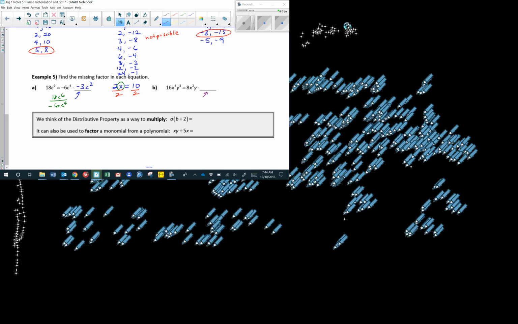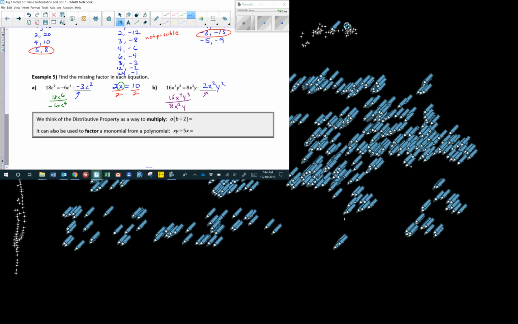In order to find out what goes into the next blank, we'll do a division of 16x to the 4th y to the 3rd power divided by 8x squared y, and that division will give us 2x squared y squared.